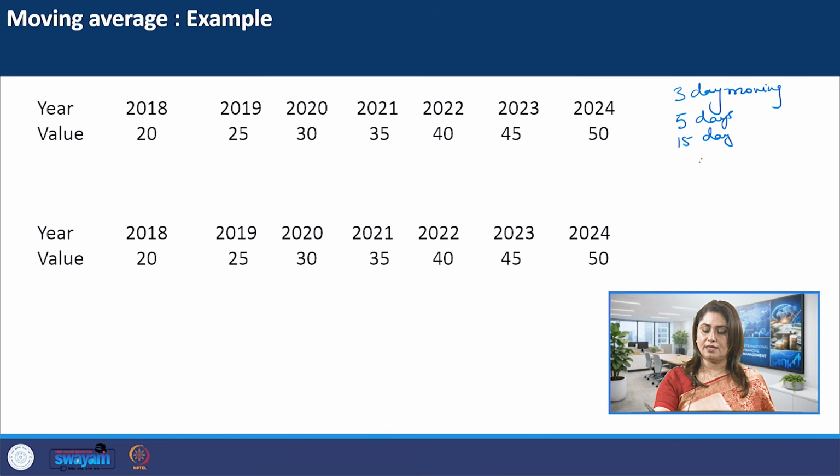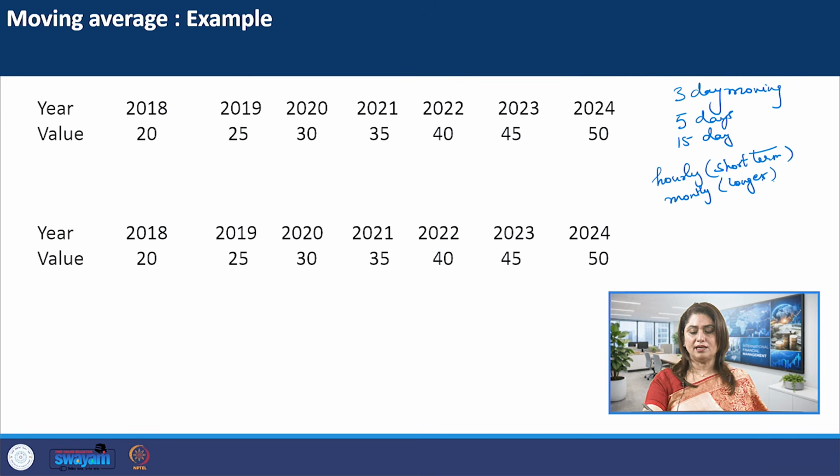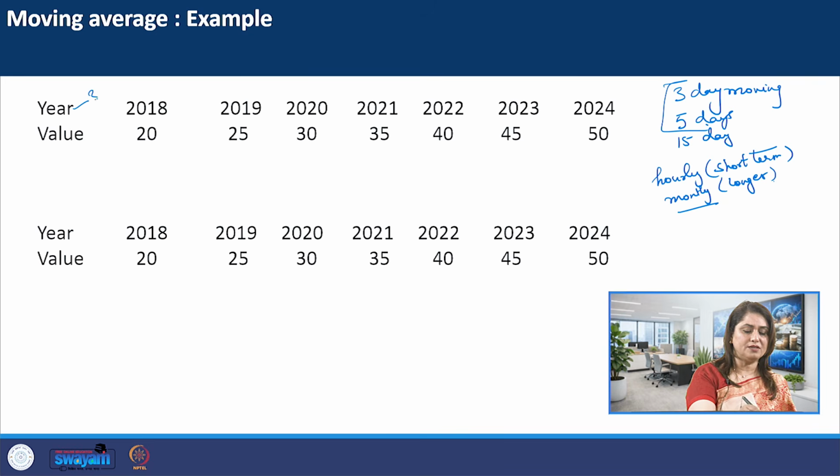So, it can be even hourly. If I consider an hourly moving average, this is a very short term forecast. If I go for monthly, it is a little longer, and I will see that the hourly moving average is more volatile as compared to the monthly moving average. The monthly average is going to be smoother. Now, just for your understanding, let us do two types of moving averages here. One is 3 years and the other is 5 years. It is just to know how we calculate it.